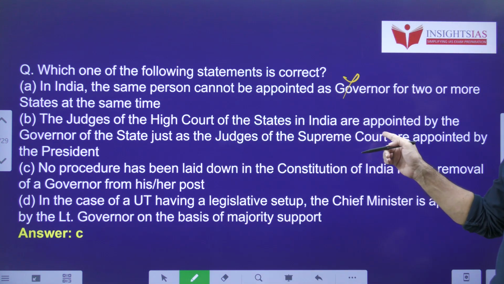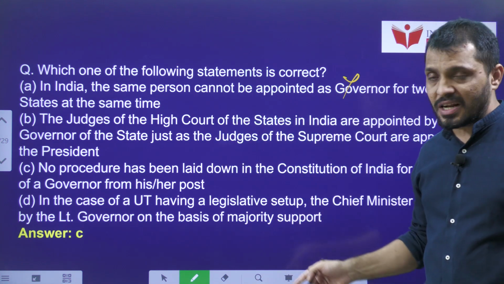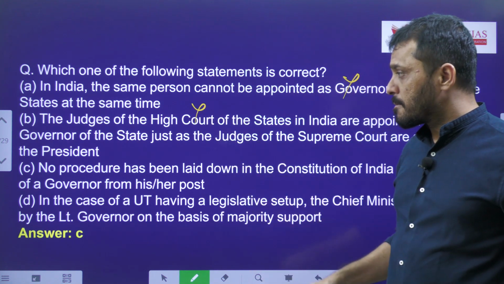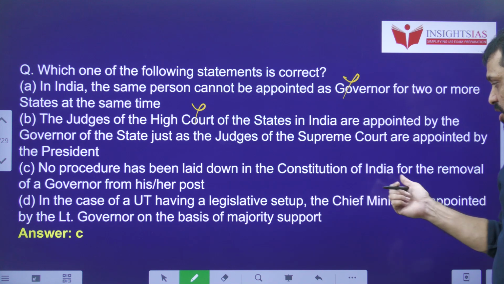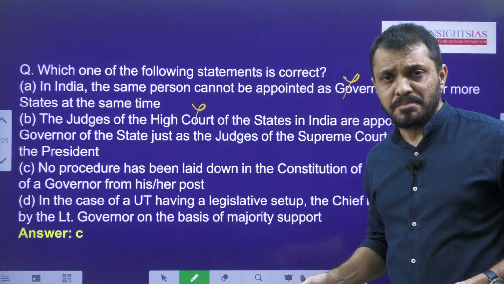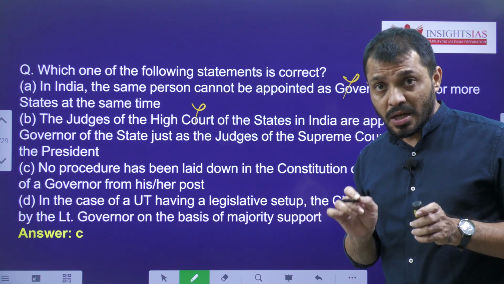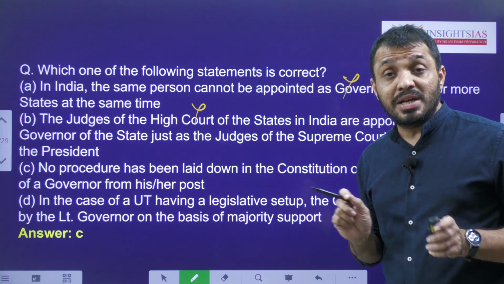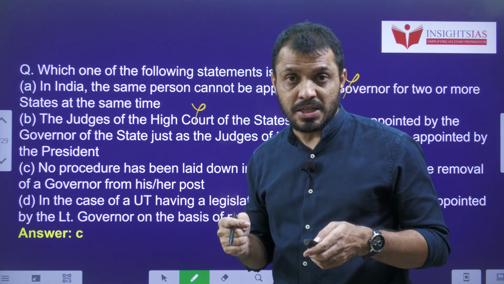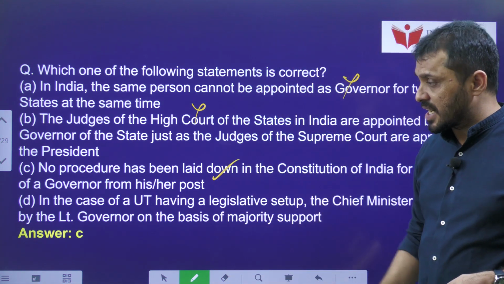Judges of the High Court of the state in India are appointed by the governor of the state. No, High Court judges are appointed by the president. Wrong. No procedure has been laid down in the Constitution of India for the removal of governor from his office. Obviously, the Constitution is silent about the removal of governor. It only speaks about the appointment of the governor. There is no procedure similar to impeachment for the governor. This is the correct statement.